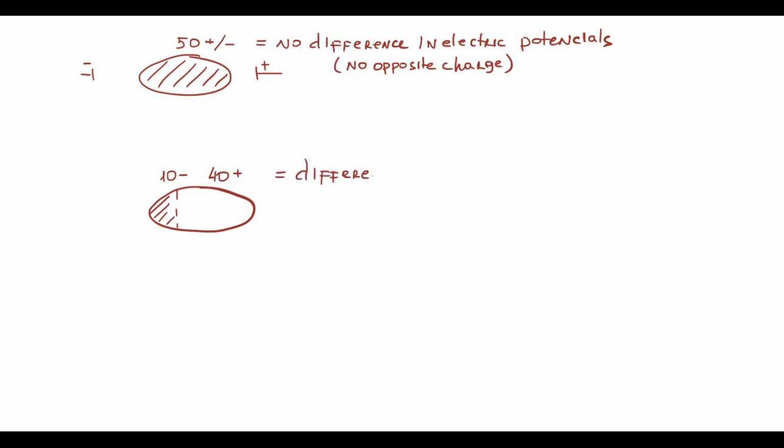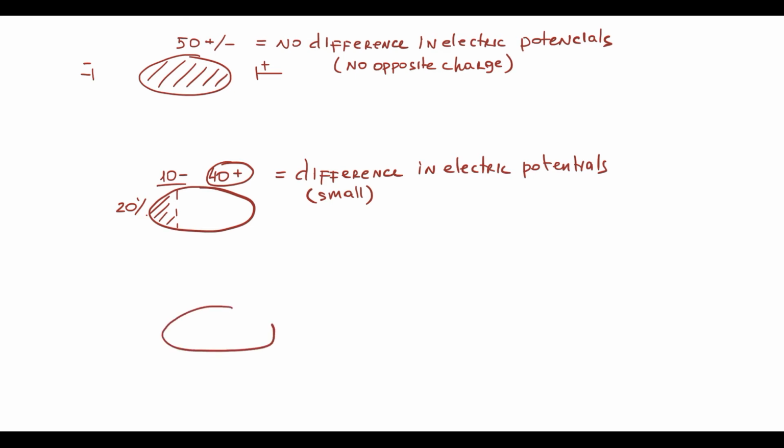And for example, if 10 cells are negatively charged and 40 cells are positively charged, there is a difference in electric potentials. But this difference is relatively small because the dominant charge is positive charge, and there are only 10 cells that are negatively charged. We can say 20% of this tissue has opposite charge, so there will be only minimal elevation from isoelectric line.